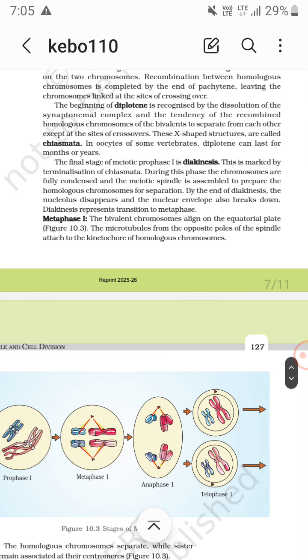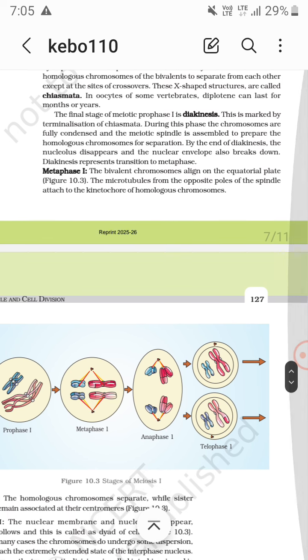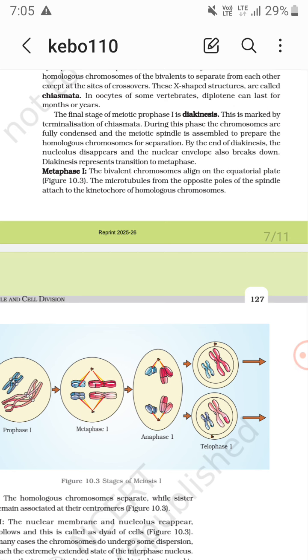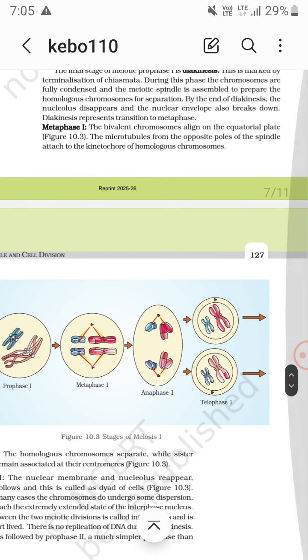Now the final stage of meiotic prophase I is diakinesis. Now it is terminalization of chiasmata. Also, by the end of diakinesis, the nucleolus disappears and the nuclear envelope breaks down. Now diakinesis is the transition to metaphase.